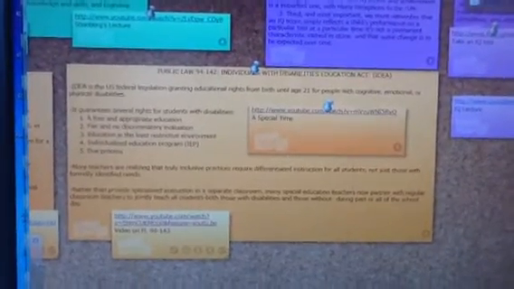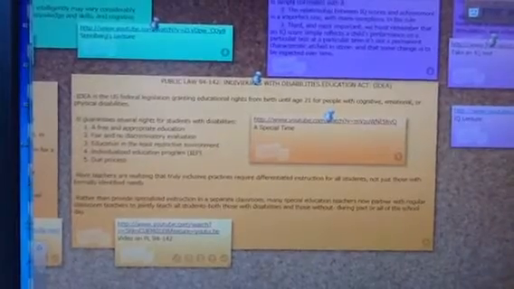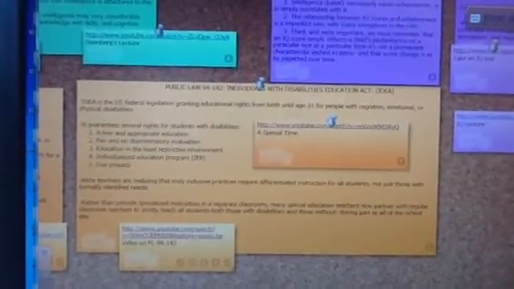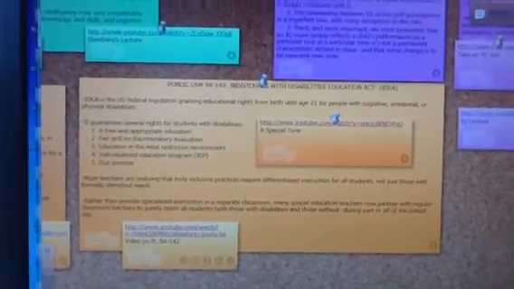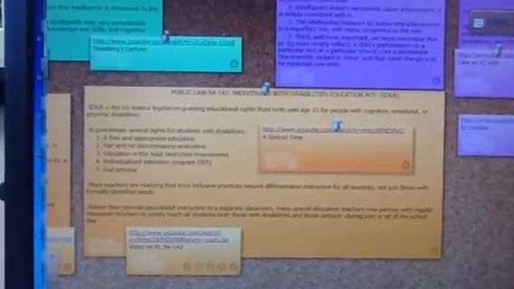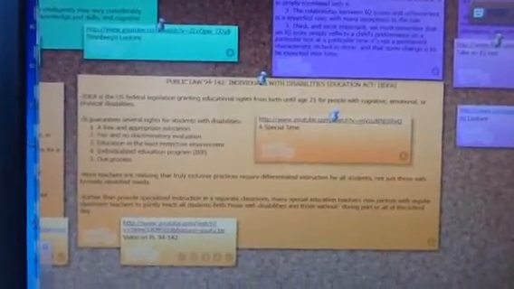We should be differentiating instruction anyway, because even if you're in a top class where everybody is considered above average, you should still be differentiating the instruction, because there are still going to be levels even within that group.